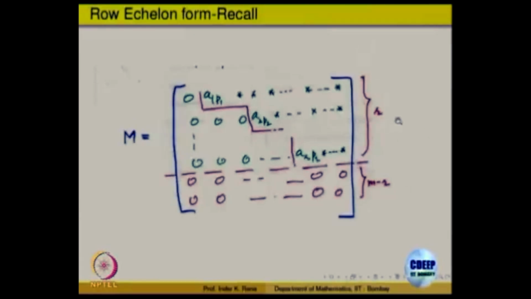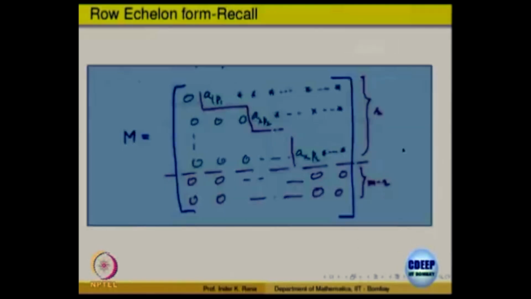So this is what the matrix looks like. A matrix in the row echelon form will have some 0 columns perhaps. The first non-zero entry in the first row comes at the place A1 P1, and the next comes for the second row at A2 P2, where P2 is strictly bigger than P1. That means it is on the right side of P1, and so on. And the bottom M minus R rows are 0.